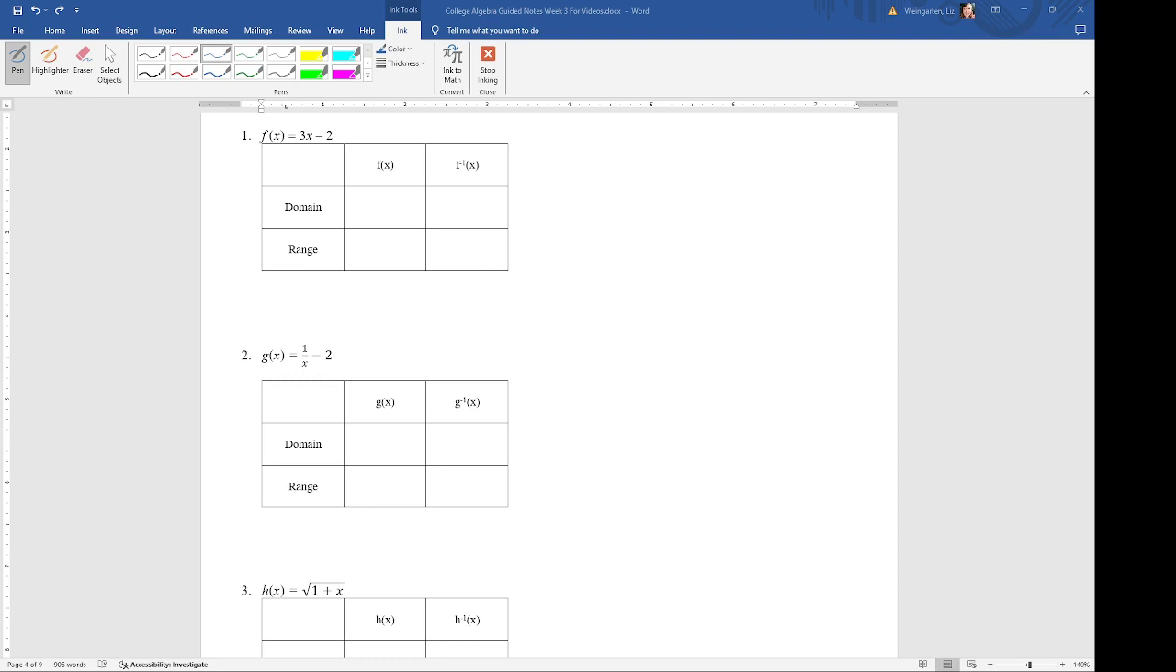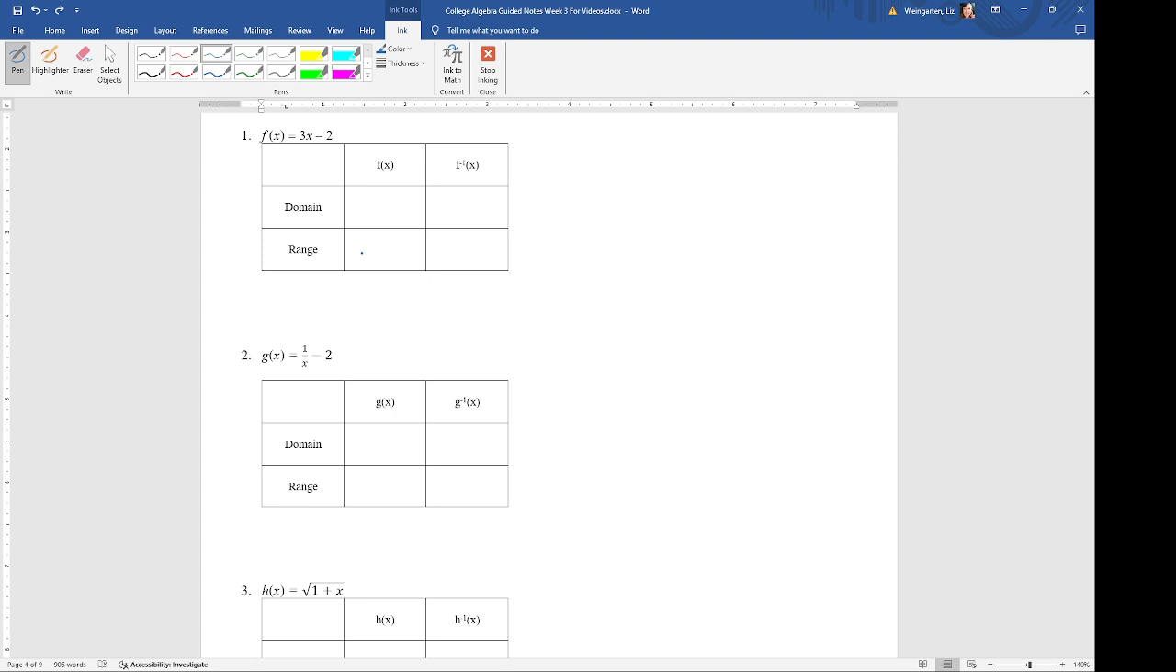In this problem, we're going to be finding the inverse of each of these functions and finding the domain and range of the original function and the inverse function. So we know that the domain of the original function will be the range of the inverse function, so that should help us out a bit. We also know that the domain of the inverse function will be the range of the original function. So let's fill in the things that we know we can fill in immediately.